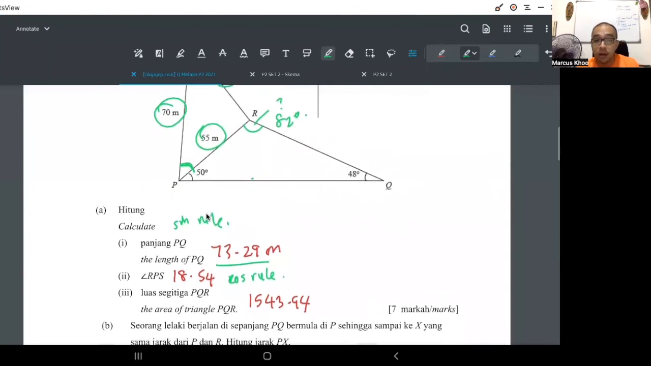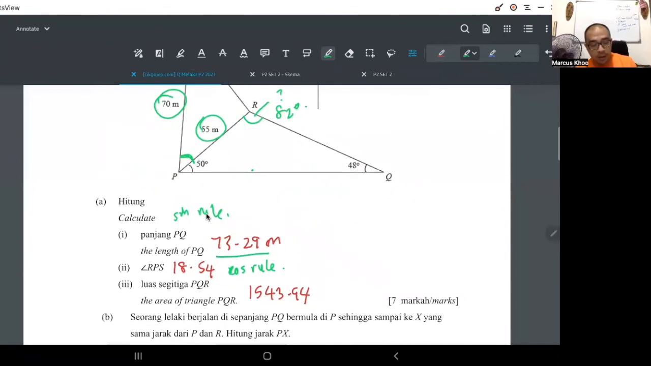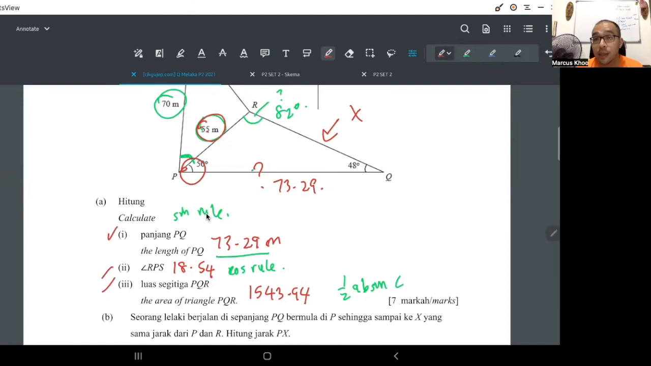Okay, area of triangle of PQR. This one is half AB sine C. You can use, well, you should use this lah. You should use 55 and then whatever this value is, 73.29, and then sine 50. Because you have these 3, you don't need to find this for what? No need. Okay, so this is this. I think it's quite easy lah. Okay, very straightforward use of the 3 formulas.